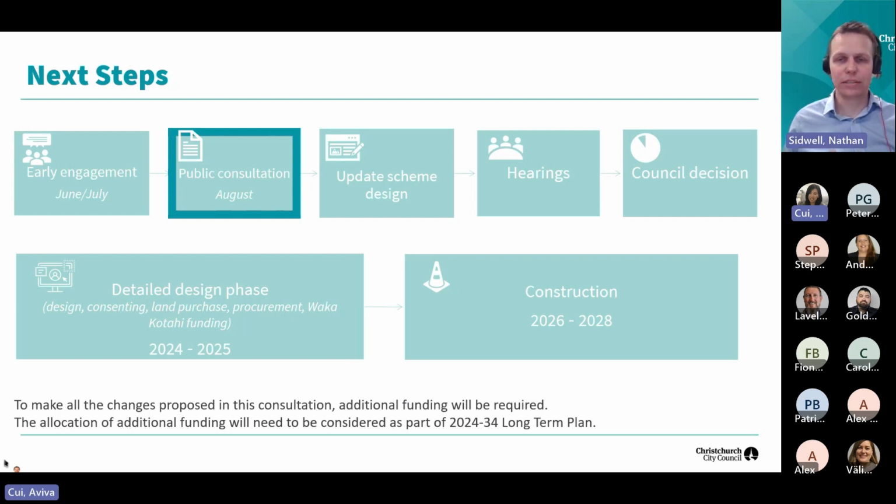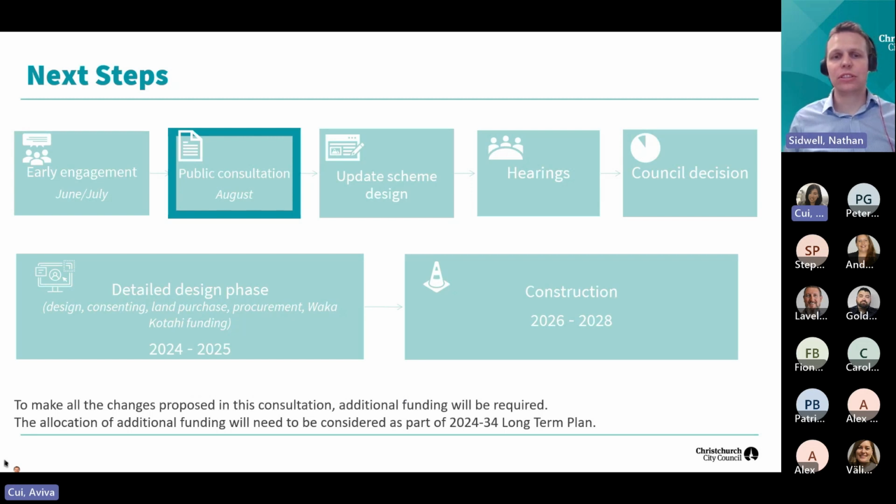After the formal consultation, we will collate all the feedback in preparation for the hearings. However, while we're collating and analysing that feedback, we'll be updating the scheme design. The scheme design has been advanced for the road and landscape aspects in order to get this consultation out to the public for them to have a say, for you guys to have your say. The road and landscape aspects, we'll take your feedback and update that scheme design.